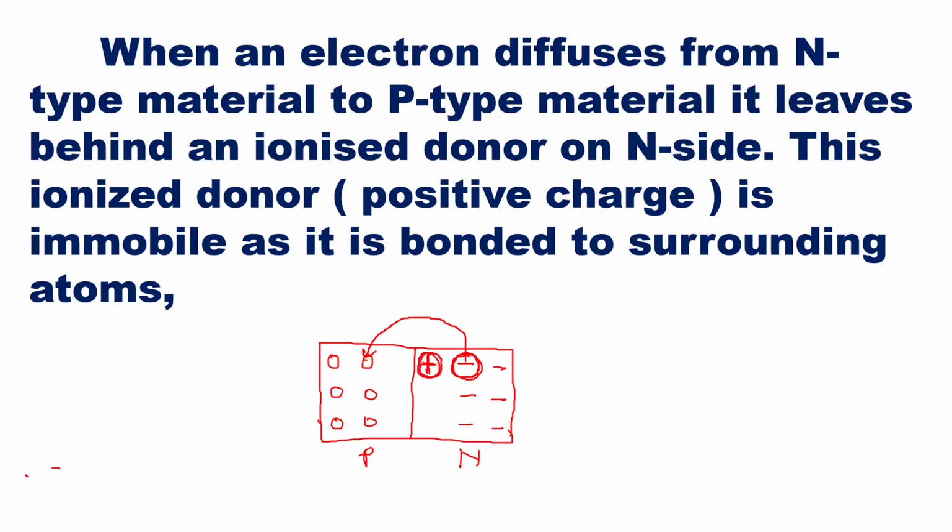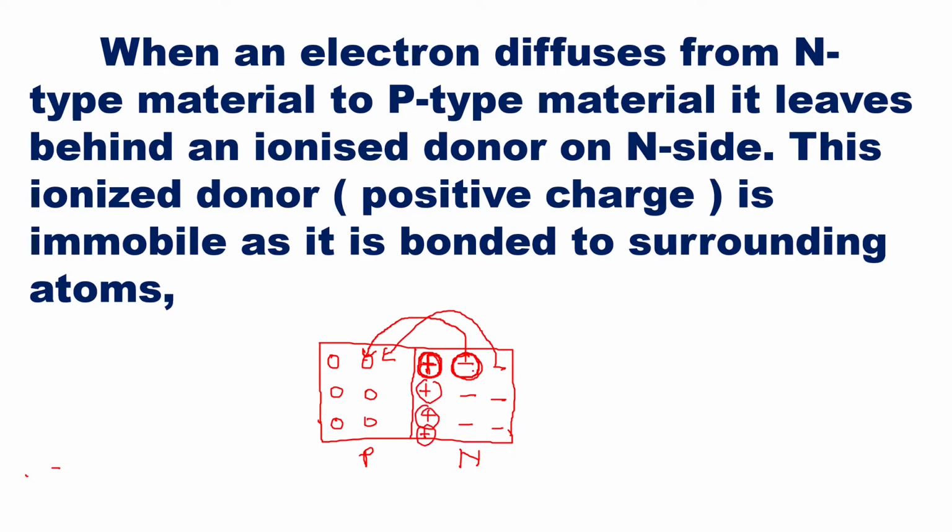Now this positive ion is not a charge carrier. It is a positive charge, but it is not going to move. So it is not going to carry your current. It is immobile. So these are immobile ions. Like this, as electrons go, that many ions you are going to form here near the junction.